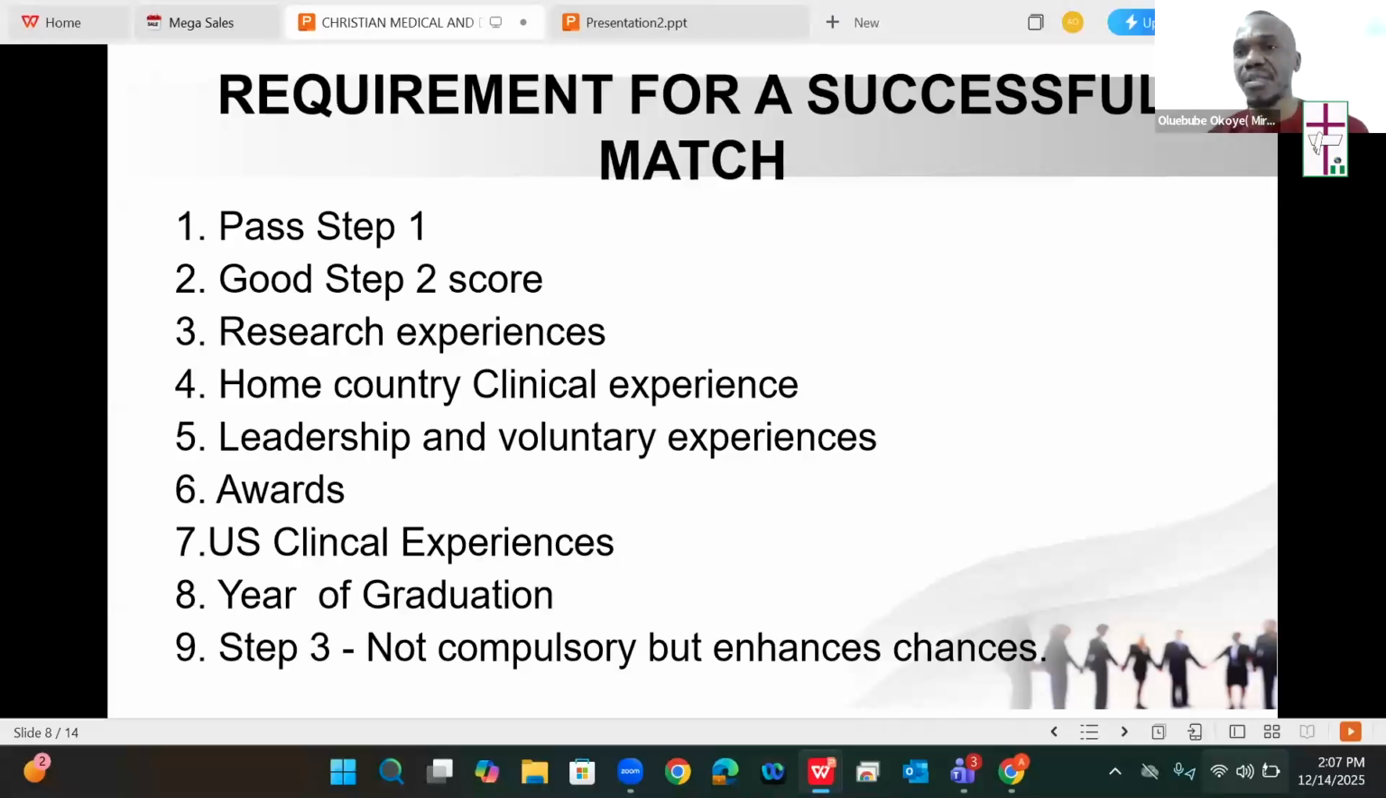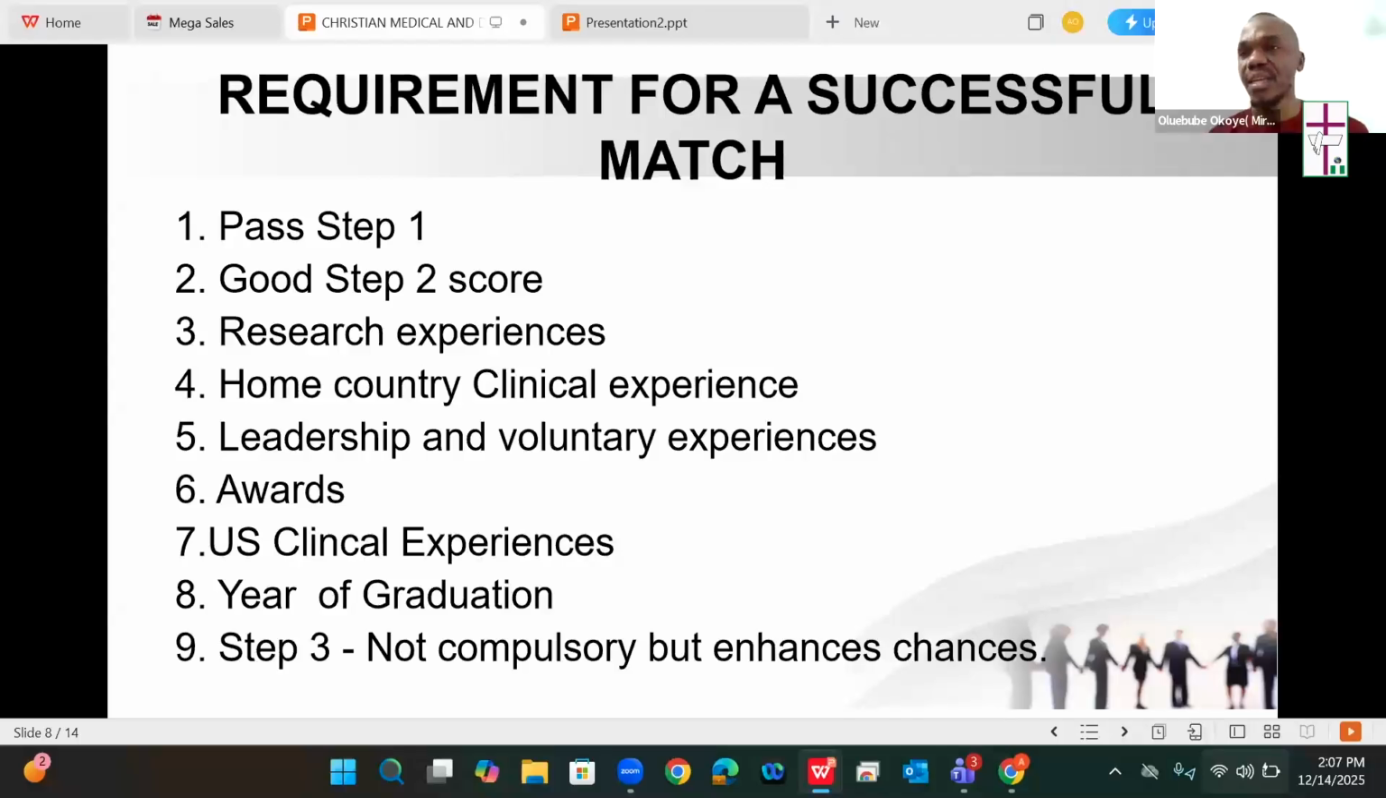Then the next thing is your awards. The awards you've gotten so far, maybe you are the best in your medical school, you got an award as the best president of whatever association, whatever award they gave you, you can actually package it, and it's also very, very important. The award must not be medically related. Even non-medically related awards are also very important.